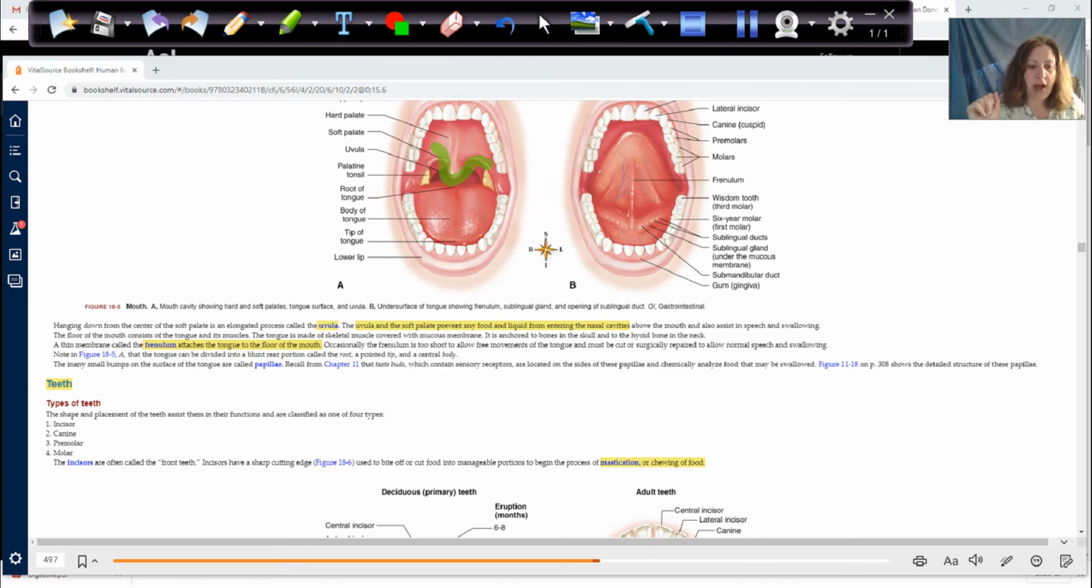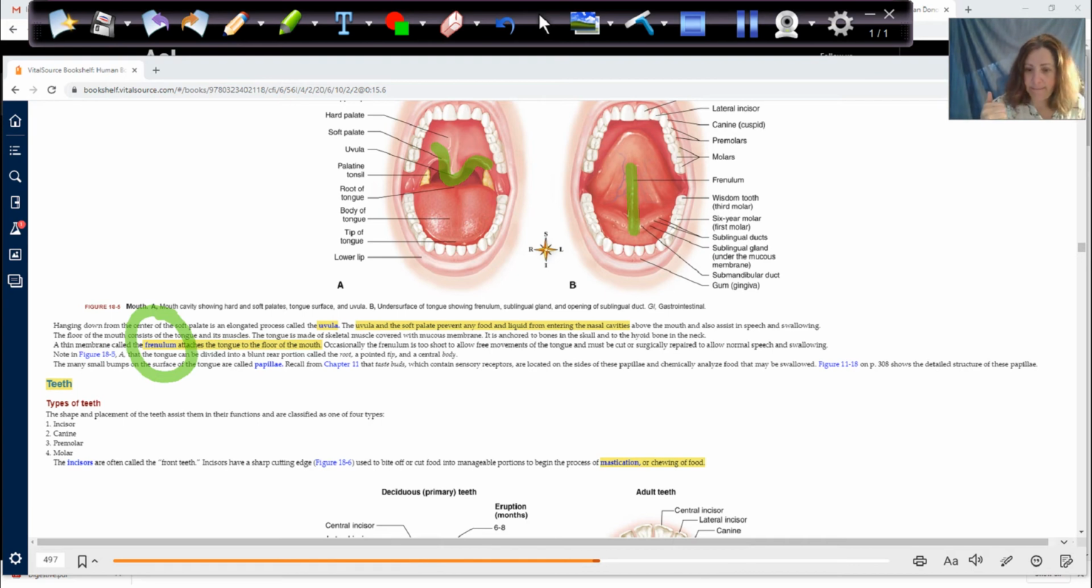That uvula also comes into play really importantly if you vomit. We need to make sure the vomit comes back out the mouth instead of up into the nasal cavity as well. So that's your uvula. The frenulum is this piece right here, and it attaches your tongue to the bottom of your mouth.